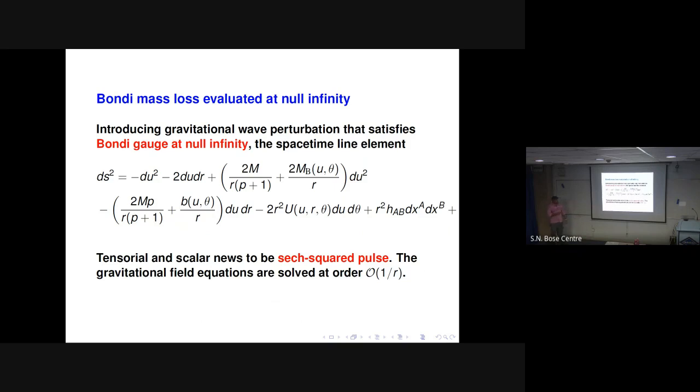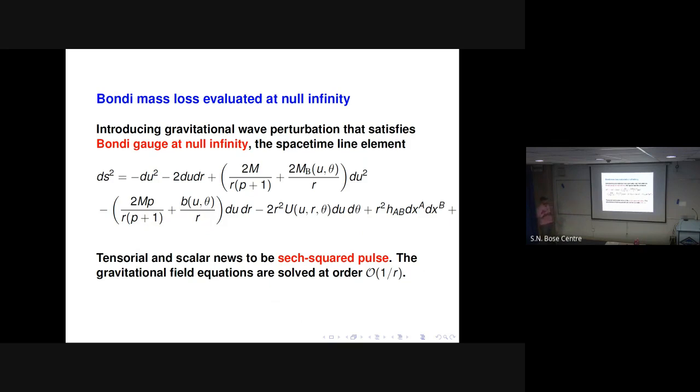So Bondi and Sachs are the people who use a certain gauge, which has some advantages. That is why we have written our metric in this fashion. For the sake of simplicity, we have assumed axisymmetric physics, but you can also work without that assumption.